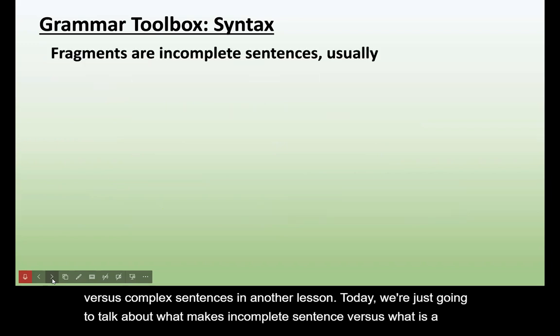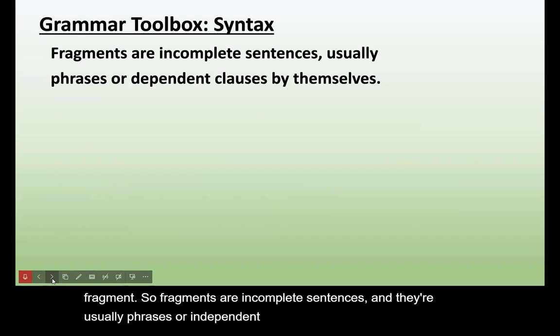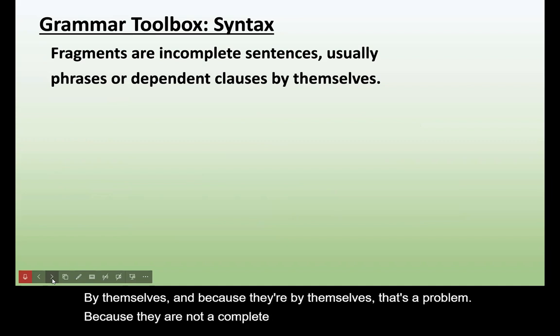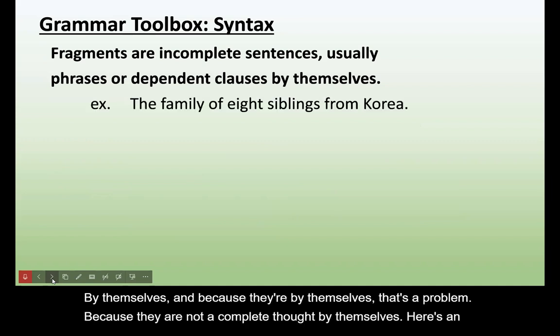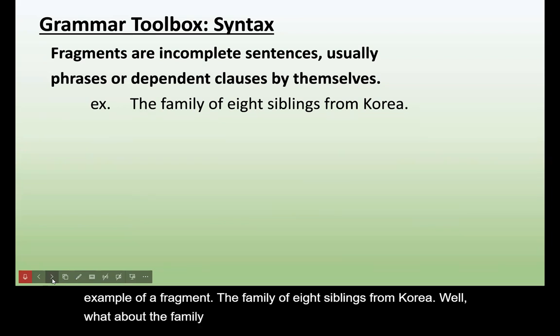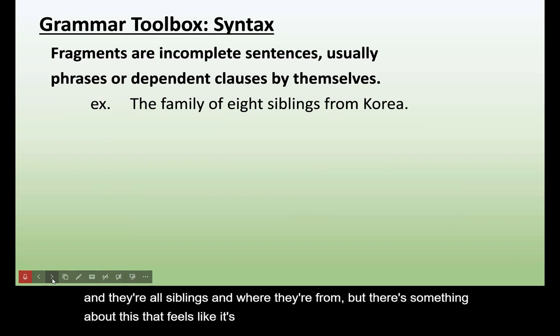So fragments are incomplete sentences, and they're usually phrases or independent clauses that are by themselves. And because they're by themselves, that's a problem because they are not a complete thought by themselves. Here's an example of a fragment. The family of 8 siblings from Korea. Well, what about the family? I mean, we know that there are 8 of them, and they're all siblings and where they're from, but there's something about this that feels like it's an incomplete thought because we're waiting for more information.